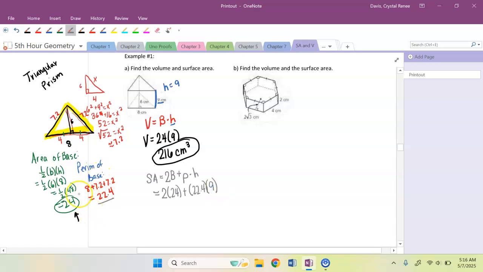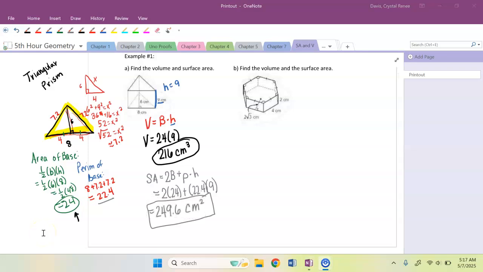So if I put that into my calculator, I get 249.6. And that is surface area, hence area, so we're in two-dimensional space, so that would be centimeters squared. And that is how you calculate the surface area and volume of a prism.